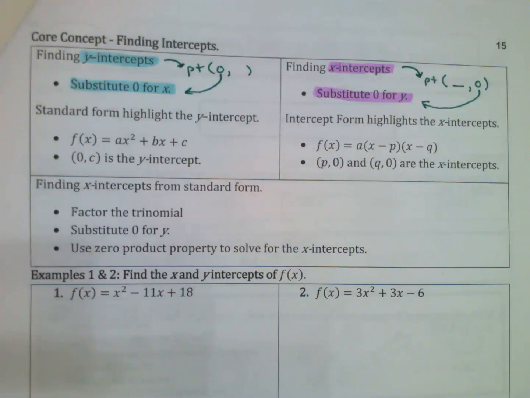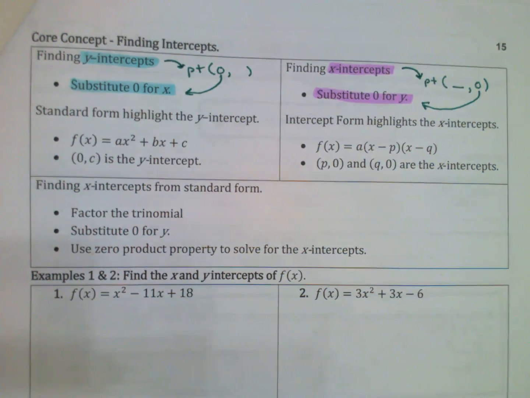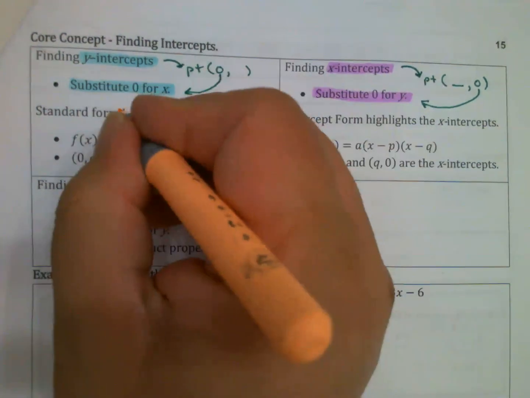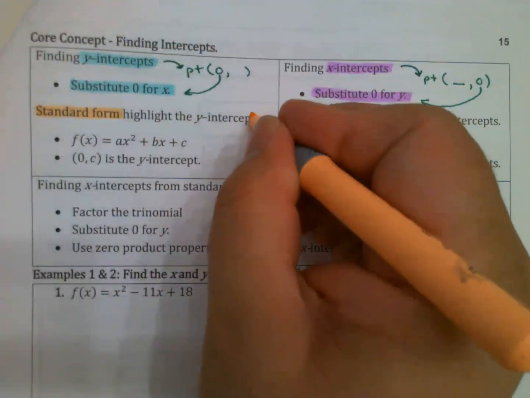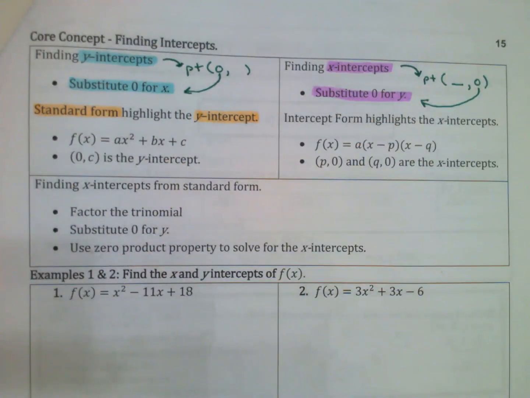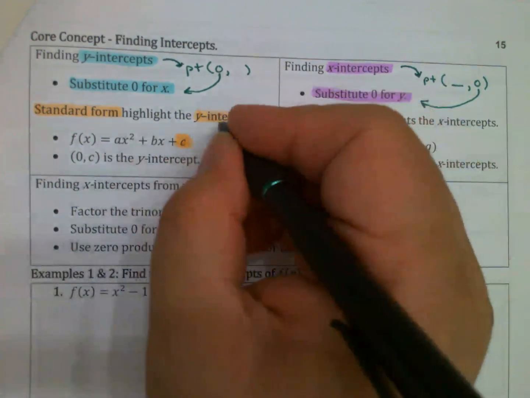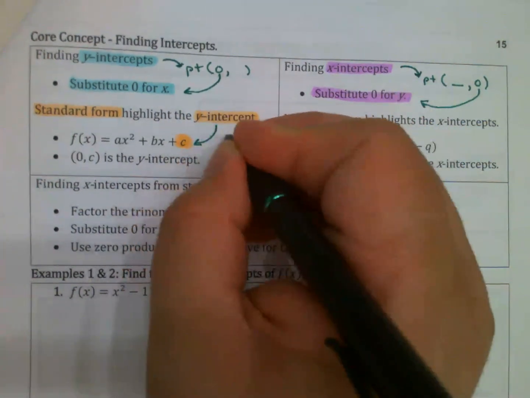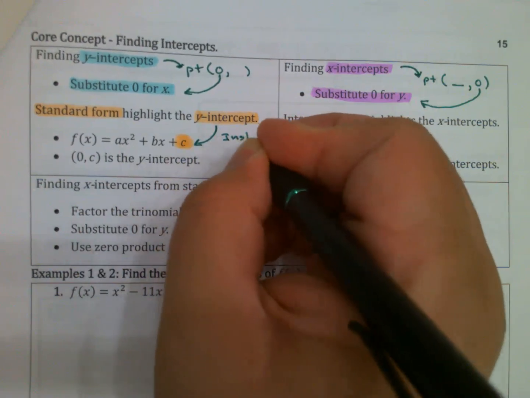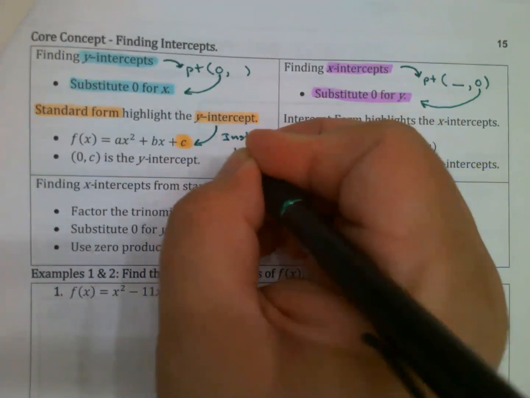Now, remember, it depends on what kind of equation you get. If you get standard form, remember, standard form instantly gives us the y-intercept, and the y-intercept would be right here. So standard form, instant info right here. That's the instant info that we get.